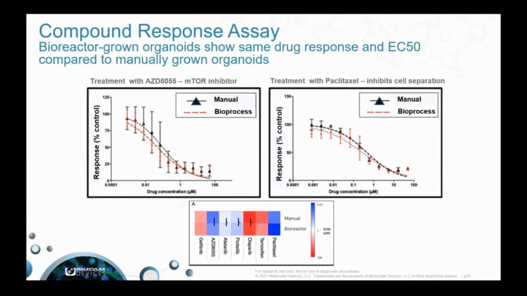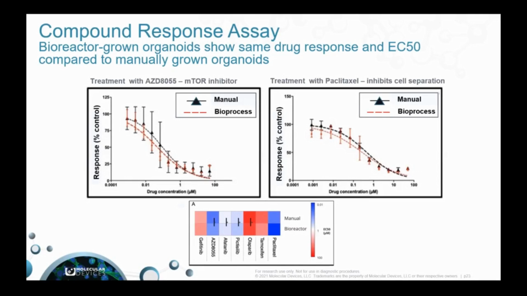And so on the left is data from organoids that were treated with the mTOR inhibitor, and on the right is data from organoids treated with paclitaxel. And note that the dose response curves between either manual and bioreactor-grown organoids are very similar, and they are not significantly different. On the bottom, we summarize the data in a heat map that represents the calculated EC50 values for all the compounds that were tested. So further analysis indicated that the responses to these compounds were not significantly different between manual and the bioreactor-grown organoids.